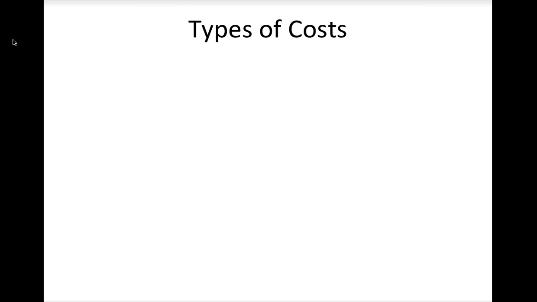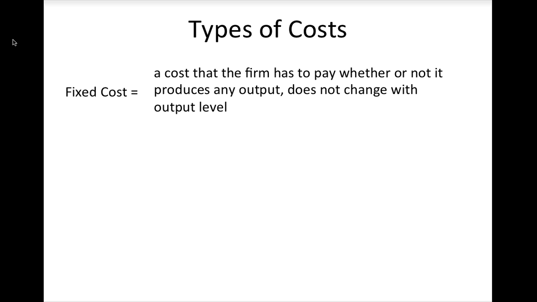Therefore, profit maximizing firms are, by definition, cost minimizing. Before we begin examining the firm's cost minimization problem, let's consider the types of costs that a firm can face. There are 4 types of costs. First are fixed costs. Fixed costs are the costs of a firm's fixed inputs. The firm has to pay these costs whether or not it produces any output.